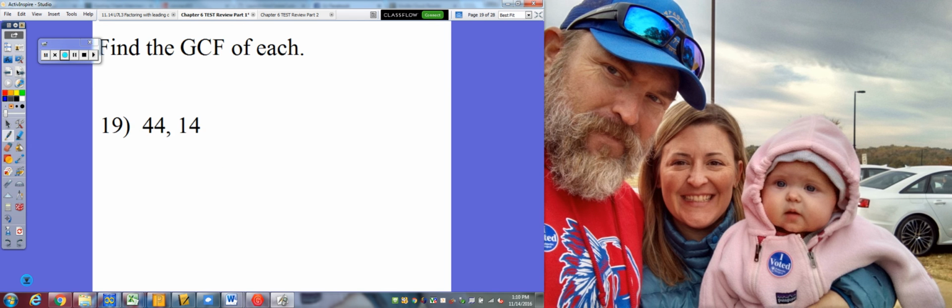All right, when we look at what is my greatest common factor of each one of these numbers? Well, if I look at the factors of 44, I have 1, 2, 4, 11, 22, and 44. For 14, we have 1, 2, 7, and 14. What's my largest common factor? Well, it's 2. Okay?